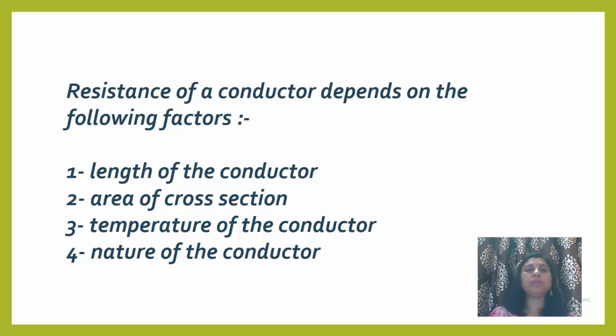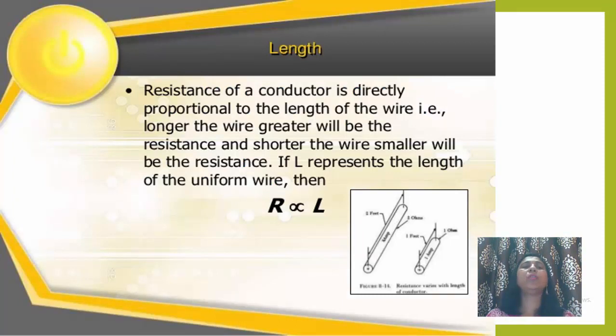Now coming to the first factor, that is length of the conductor. The resistance of a conductor is directly proportional to the length of the wire. That is, longer the wire, greater will be the resistance, and shorter the wire, smaller will be the resistance. If L represents the length of the uniform wire and R is the resistance, then R is proportional to L.